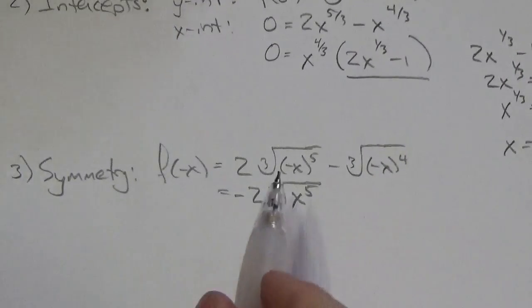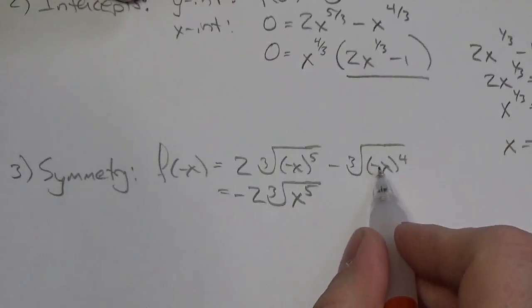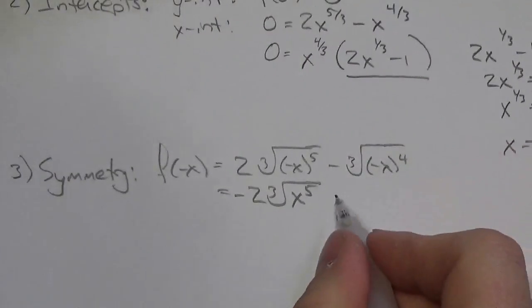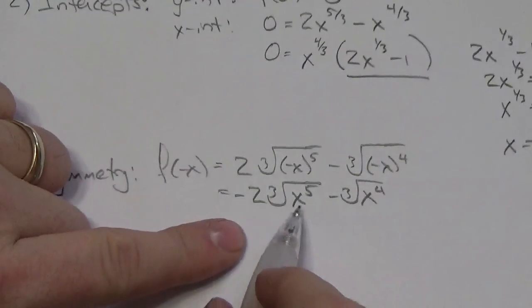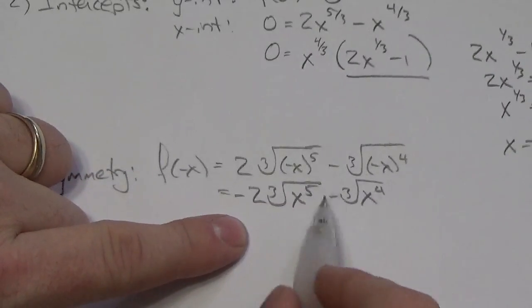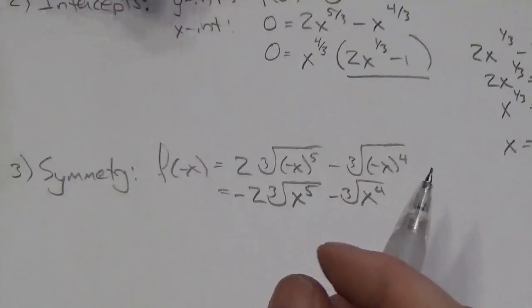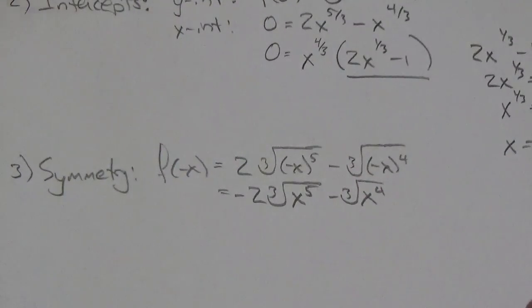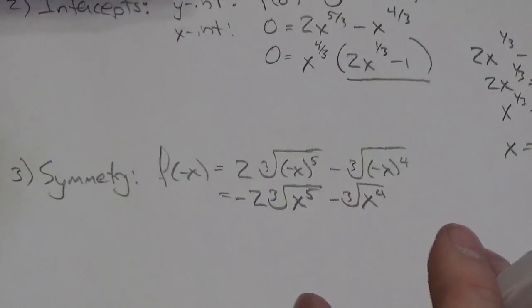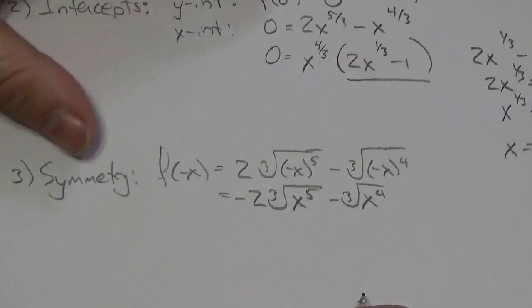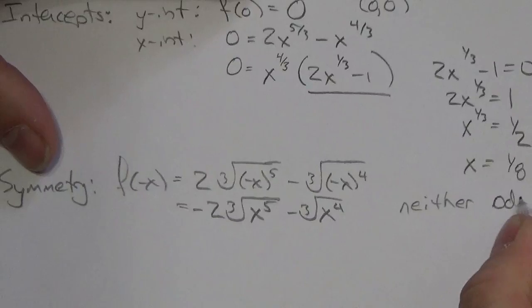That's looking good. That's looking a lot like it's going to be odd. Except right here, with negative x to the 4th, that negative is going to disappear, and so we're left with negative cube root of x to the 4th. So although the negative popped out here, it didn't pop out here. This isn't the same as negative f of x. It's also not the same as f of x, because the negative didn't completely disappear here. So this is neither odd nor even.